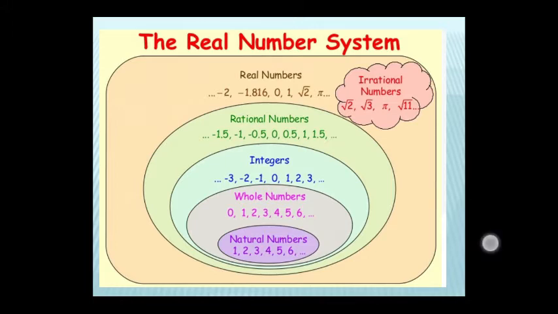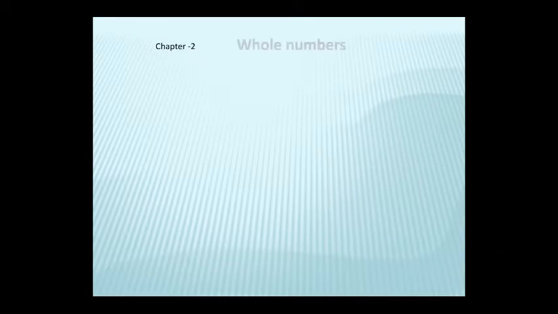So here, integers contain 0, negative numbers and also positive numbers. Integers include negative numbers and positive numbers and also 0. These are all what you call integers. See, rational numbers and irrational numbers you will study in your higher classes. Let us move on to chapter 2, whole numbers.